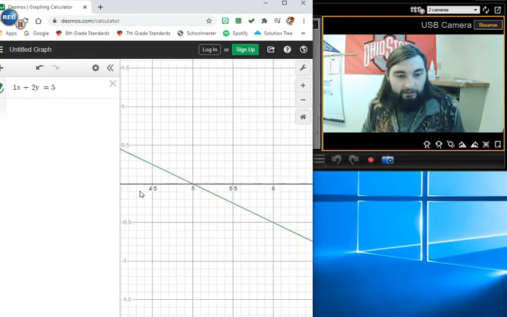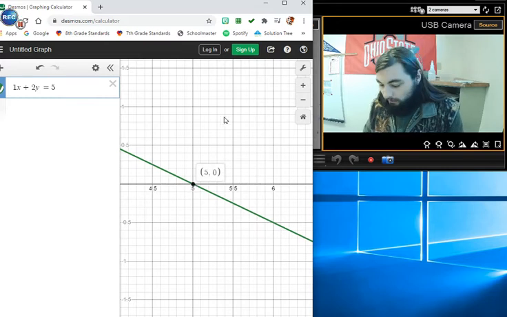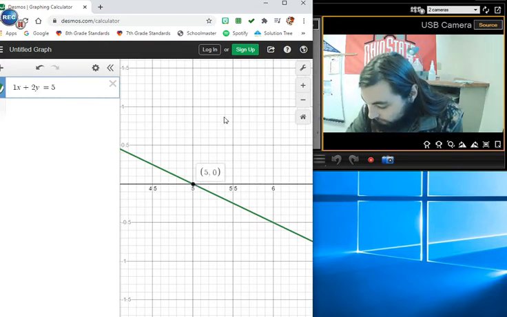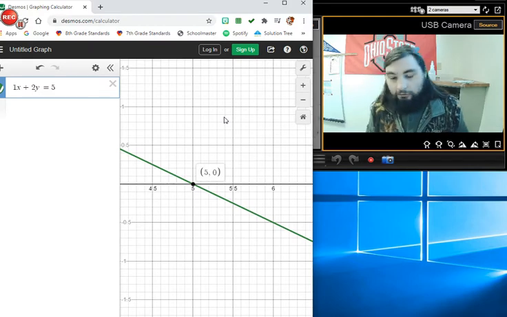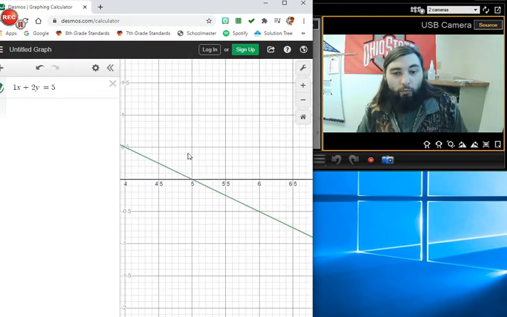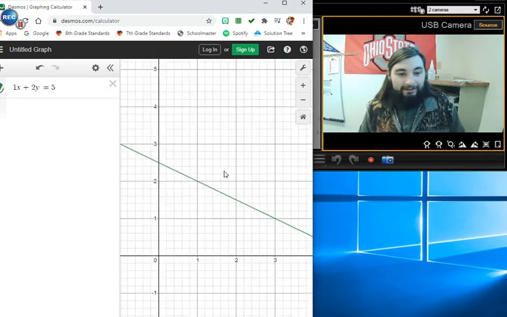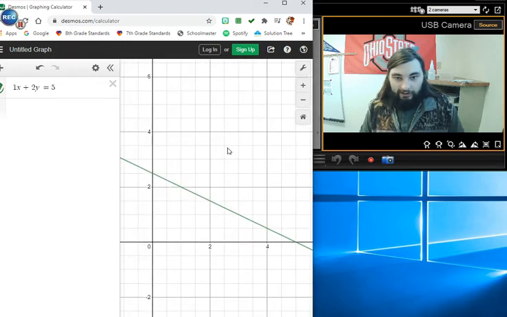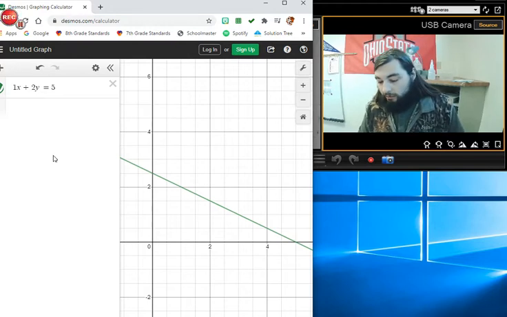And if I keep going down, it'll eventually cross at 5, 0 as well. So that will be my 4th solution to that linear equation. When you are using Desmos, it makes your life super easy when it comes to graphing linear equations. Here in standard form, that's a little bit more difficult, but luckily with this program, it'll do it automatically for you.